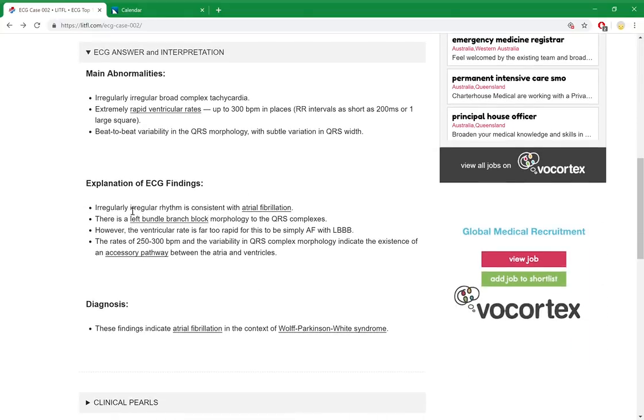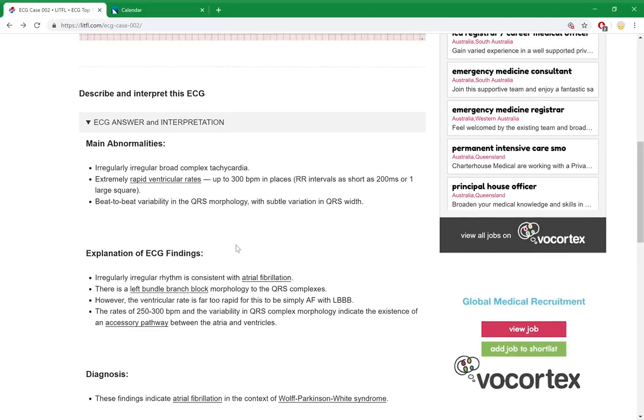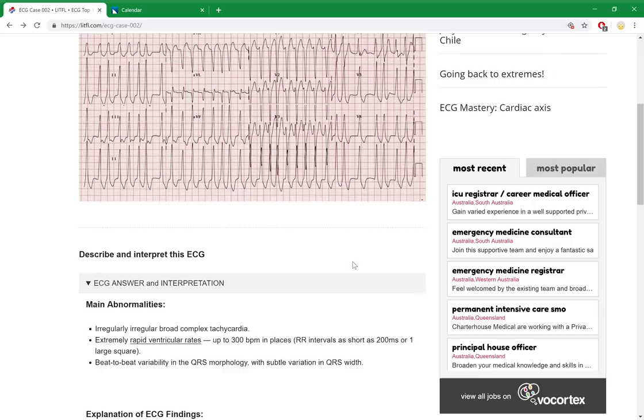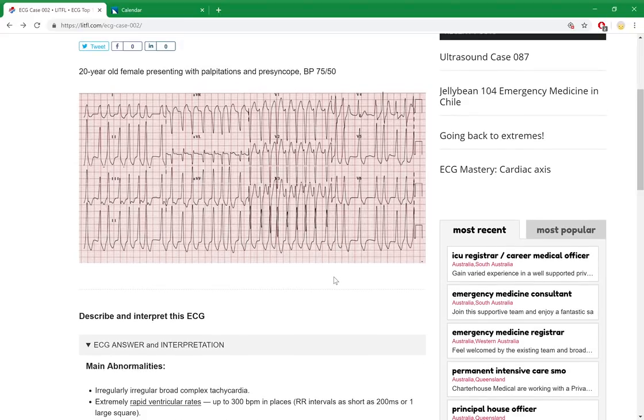Explanation of the findings: irregular rhythm is consistent with AFib. There is a left bundle branch block morphology to the QRS complexes, which there is. However, the ventricular rate is far too rapid for this simply to be AFib with left bundle branch block. You can go to the PowerPoint and look at what a left bundle branch block would look like. It's roughly going to look like this in V1 through V3, and it's going to transition in V4 through V6. Essentially, the T waves are going to go away from the QRS with a widened QRS, which is what you see here.